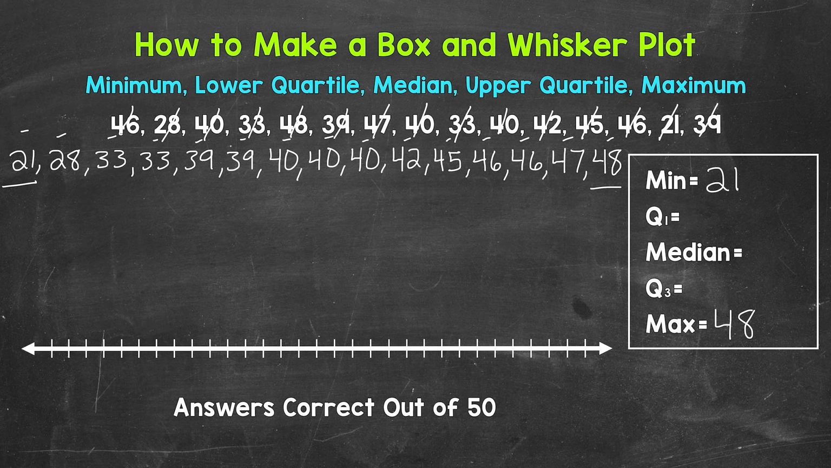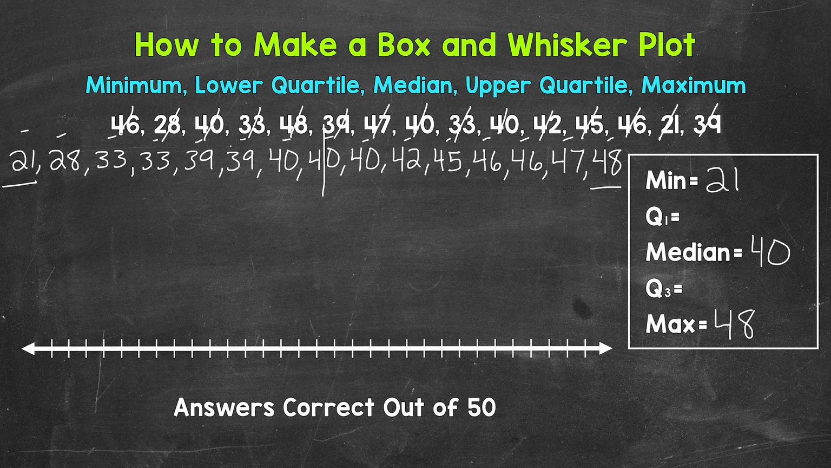48. Next, let's find the median, so the middle point of the data, the 50th percentile. Since we have 15 numbers in the data set, we will have 7 numbers on each side, and the number in the middle will be the median. So with 7 numbers on each side, this is our median right here. So 40 is right in the middle. The median, 40. Now that we have the median, we can find the first quartile and the third quartile.